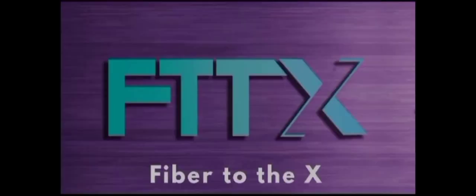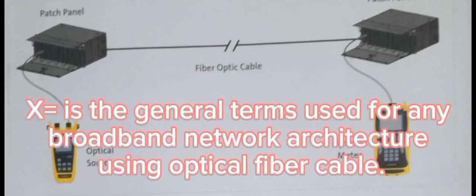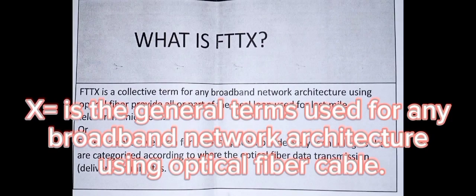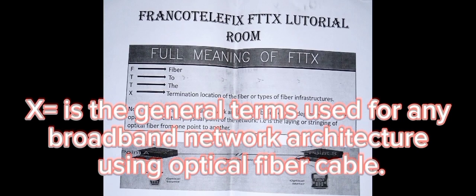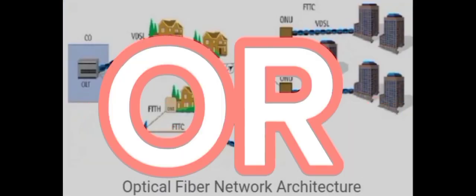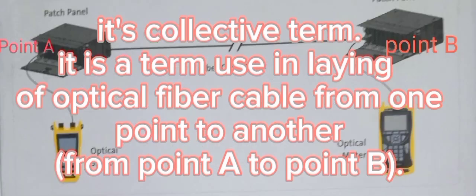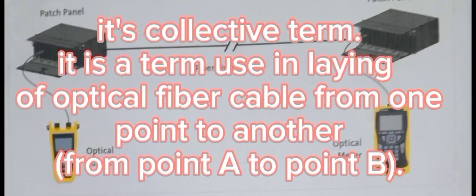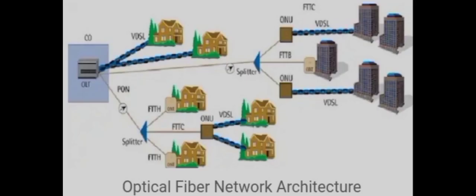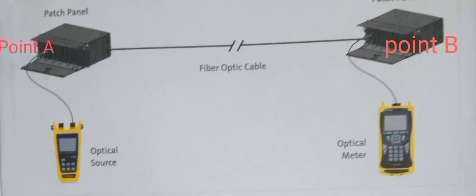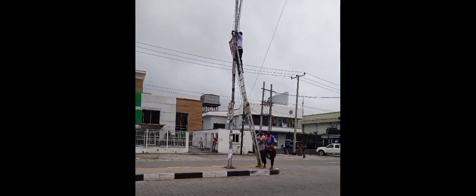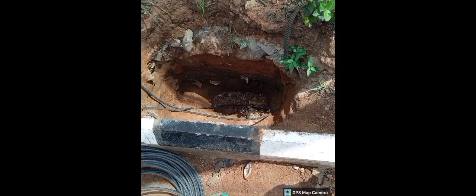And now let's talk about the X. What is the X aspect of this FTTx? The X is the general term used for any broadband network architecture using optical fiber cable, and it is also a collective term used in the laying of optical fiber cable from one point to another, that is from point A to point B. Let's forget about the English and let's emphasize it practically. The X simply means the laying of the optical fiber cable from one point to another.